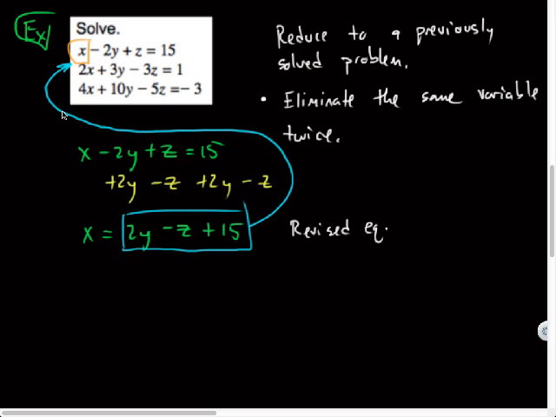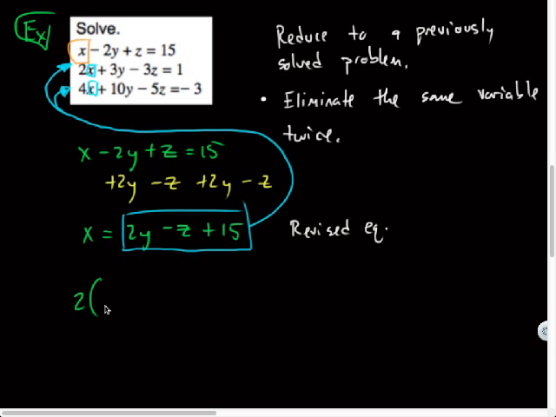Correct. And if I replaced the third equation's x with something that's all in terms of y's and z's, there would be no more x's in that equation. So notice I would actually eliminate the x's in 2 of these equations, right? I'm eliminating the same variable twice, and I'll have 2 equations all in terms of y's and z's. And if I have 2 equations and 2 unknowns, I call that a system of 2, which is a previously solved problem. Well, that's what we just had, right? We've got 3 equations and 3 unknowns, Jacob. Yes. So let's do this substitution.